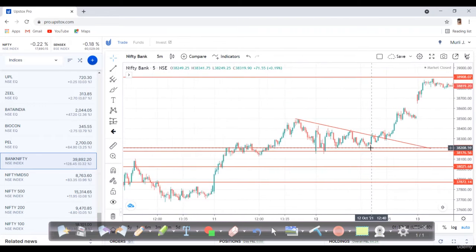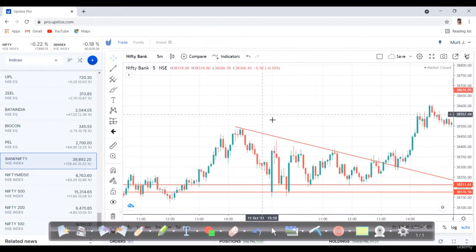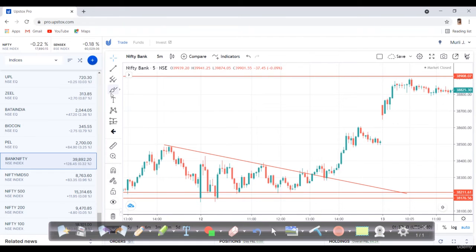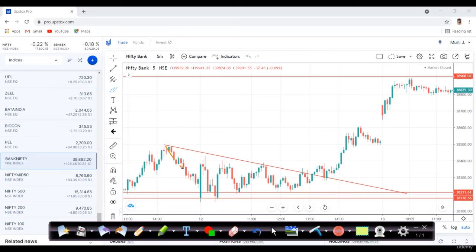See here, if you check, within 5 minutes I got one breakout. The market took support here, went upside, took support here, went upside, and this time the market broke, retested and moved upside. I will make the entry here. My first target is at this position. So entry here, and I will put the stop loss at least here within the 5 minutes.